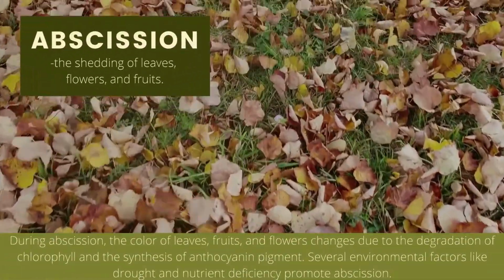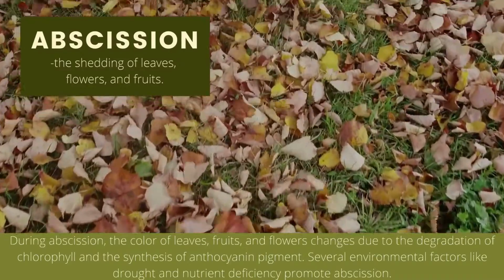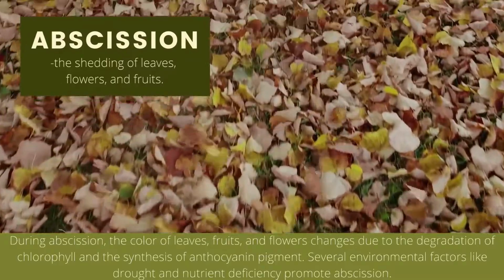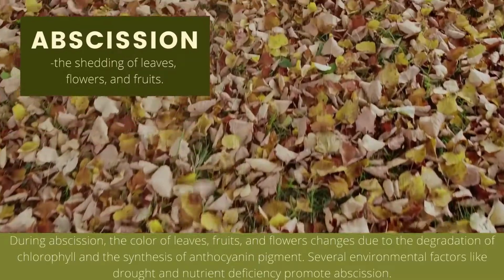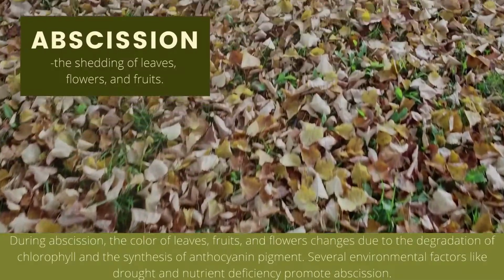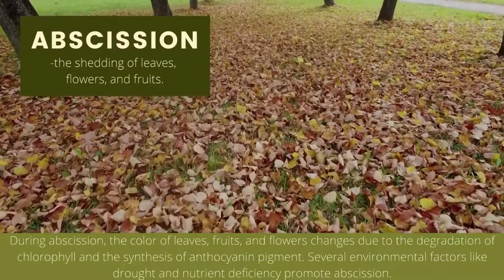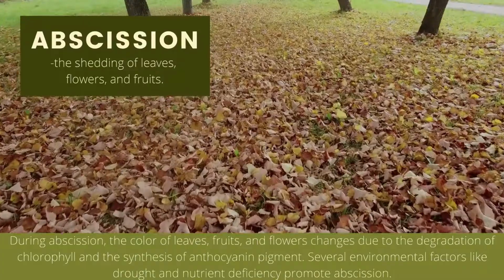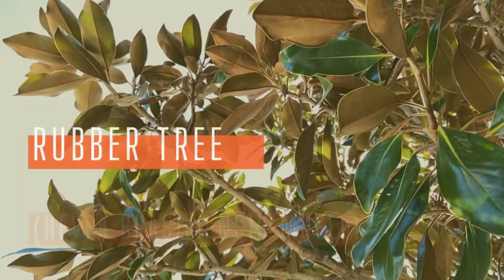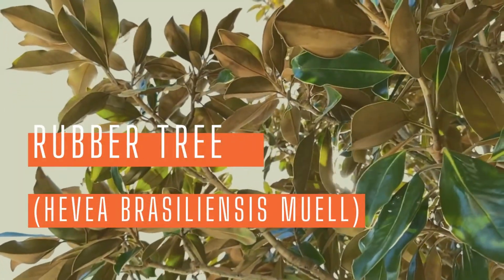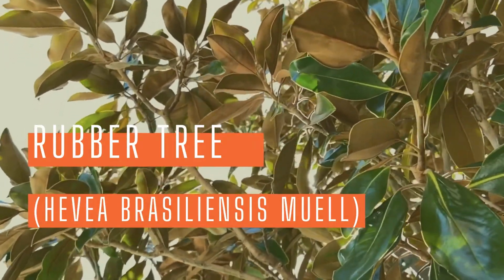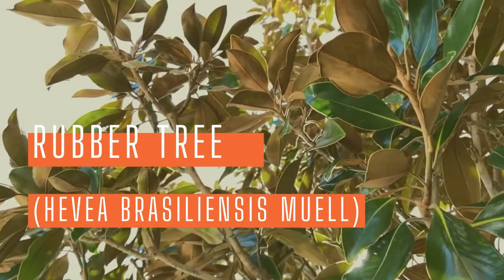And finally, we have the last process called abscission. This is the shedding of leaves, flowers, and fruits. During abscission, the color of leaves, fruits, and flowers changes due to degradation of chlorophyll and the synthesis of anthocyanin pigment. Several environmental factors like drought and nutrient deficiency promote abscission. This process occurred to the leaves of our rubber tree or Hevea brasiliensis. While the leaves are continuously developing, the older leaves fall.